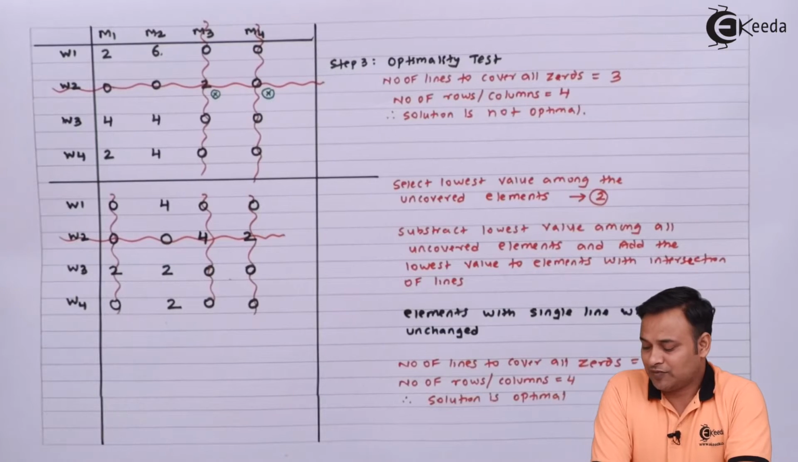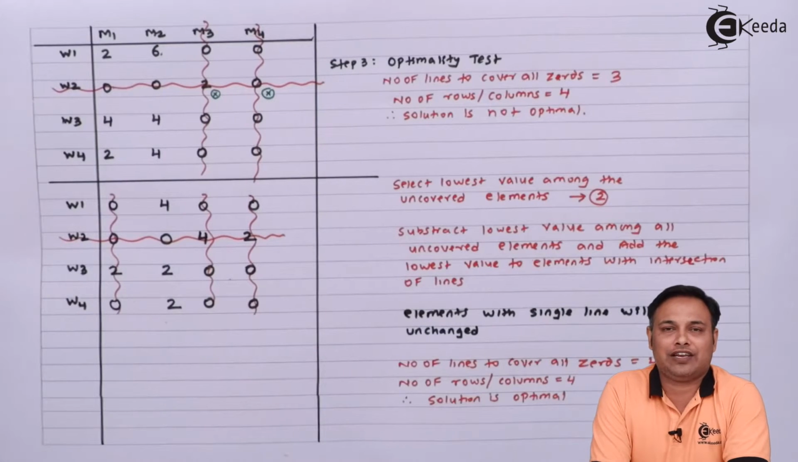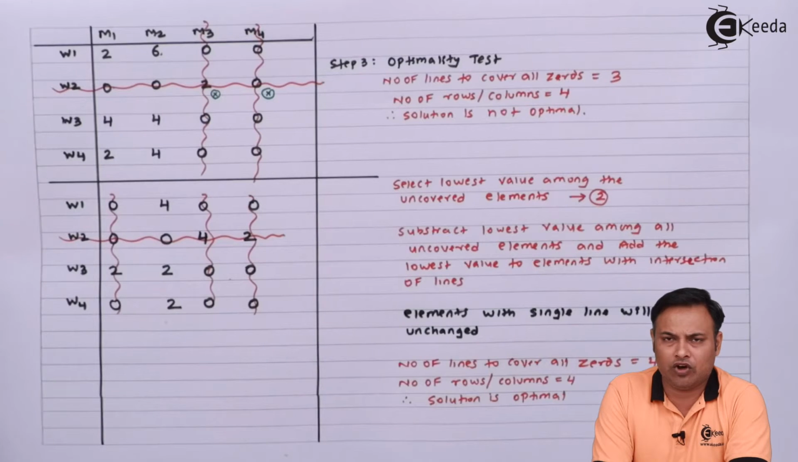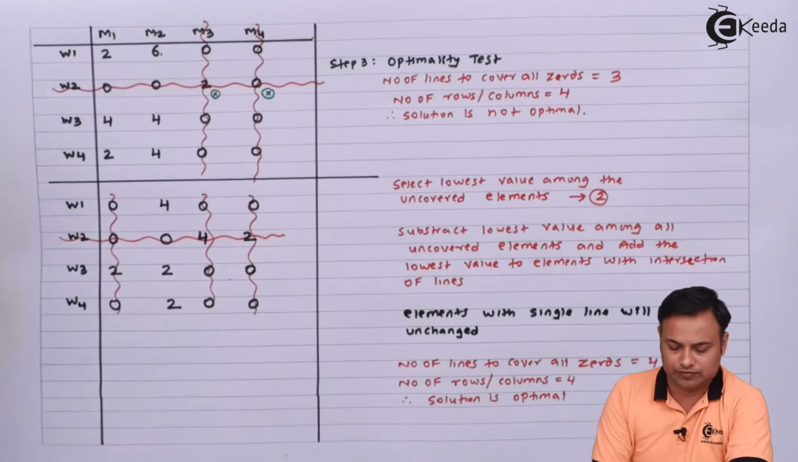So friends, since my number of lines is exactly equal to the number of rows and columns, that is 4, I can be absolutely sure that this table will give me the best solution. This table will give me the optimal solution. So what I need to do now, I will redraw the whole table again that we have obtained now, and we'll go for the actual assignment.